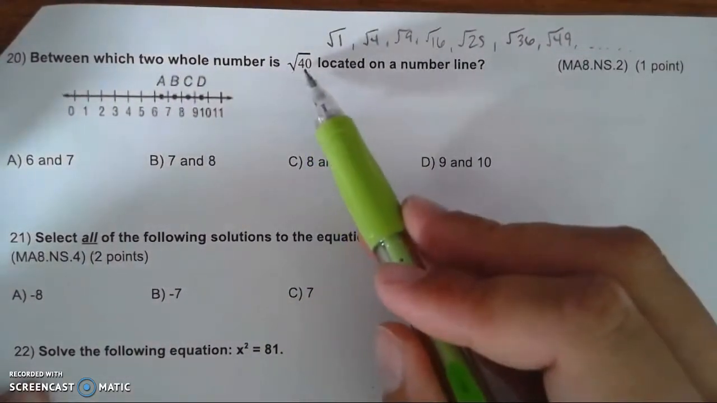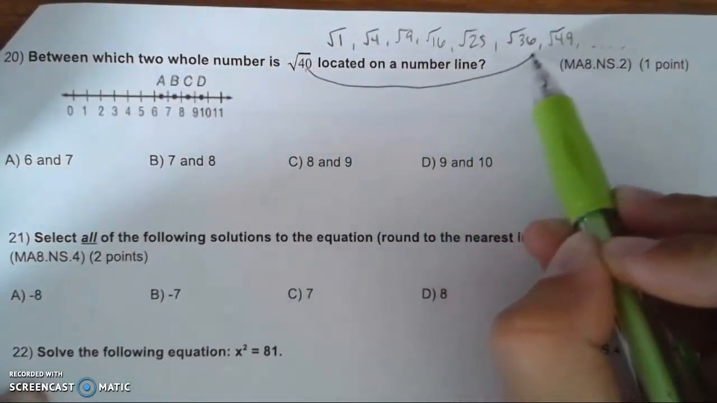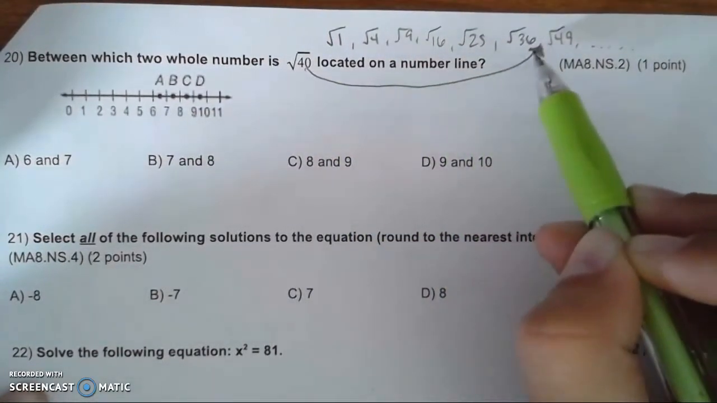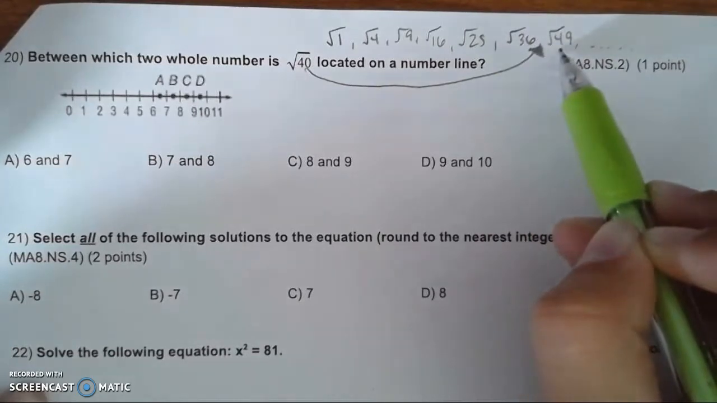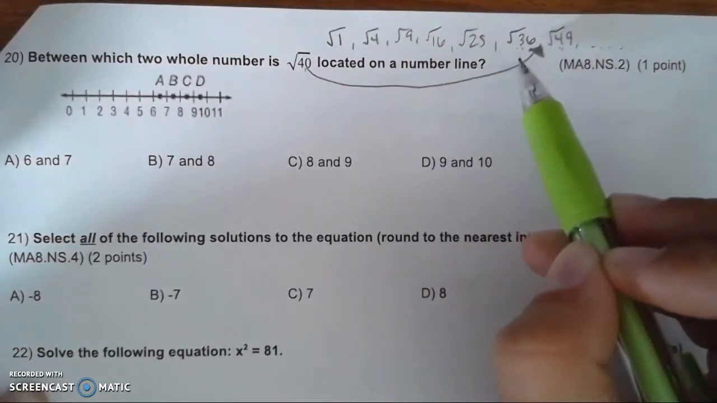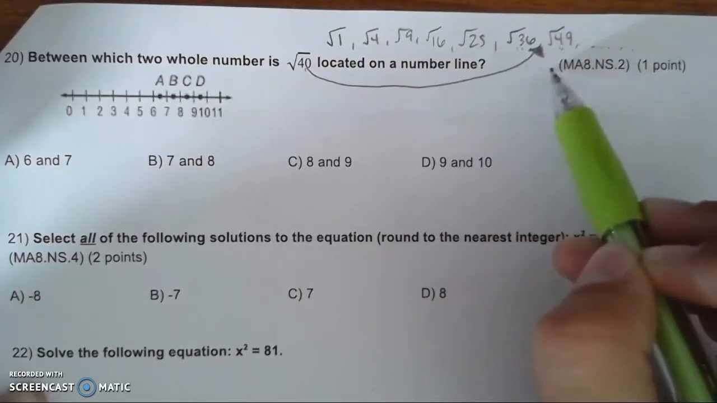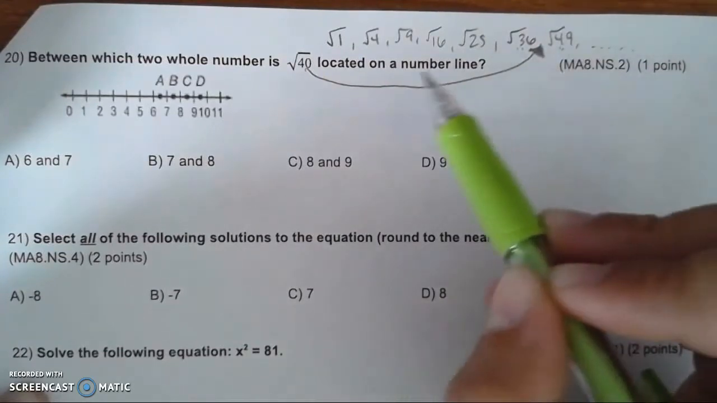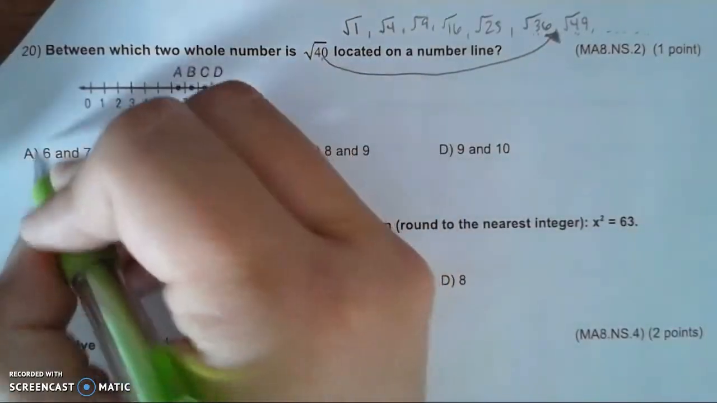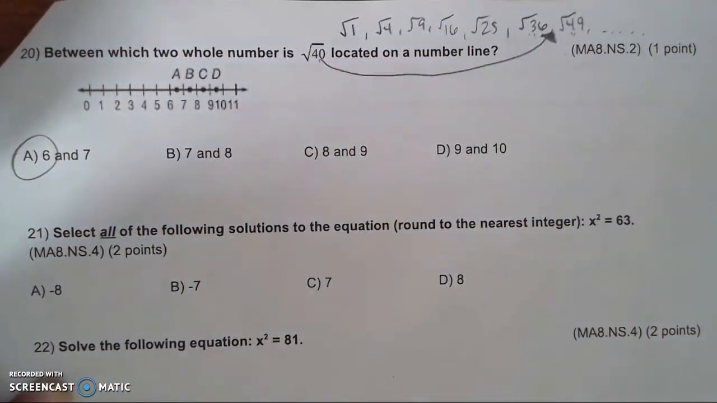So the square root of 40 falls right in between the square root of 36 and the square root of 49 of my perfect squares. So what two whole numbers would that be? Well, the square root of 36 is 6, the square root of 49 is 7. So the square root of 40 is going to fall between the whole numbers of 6 and 7.